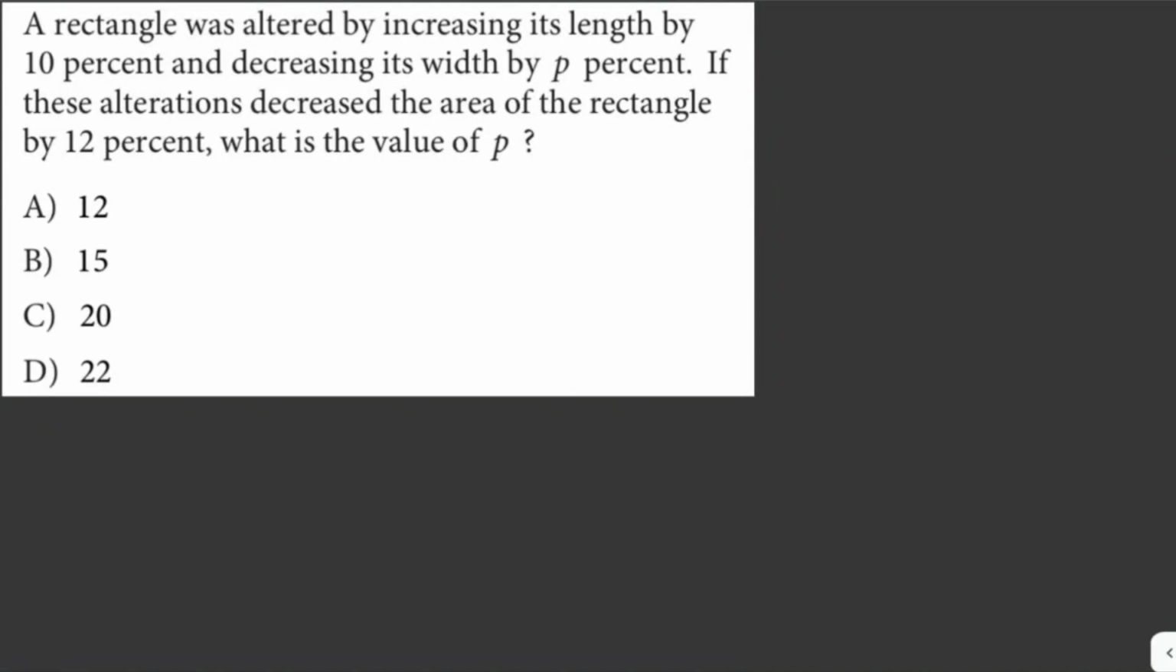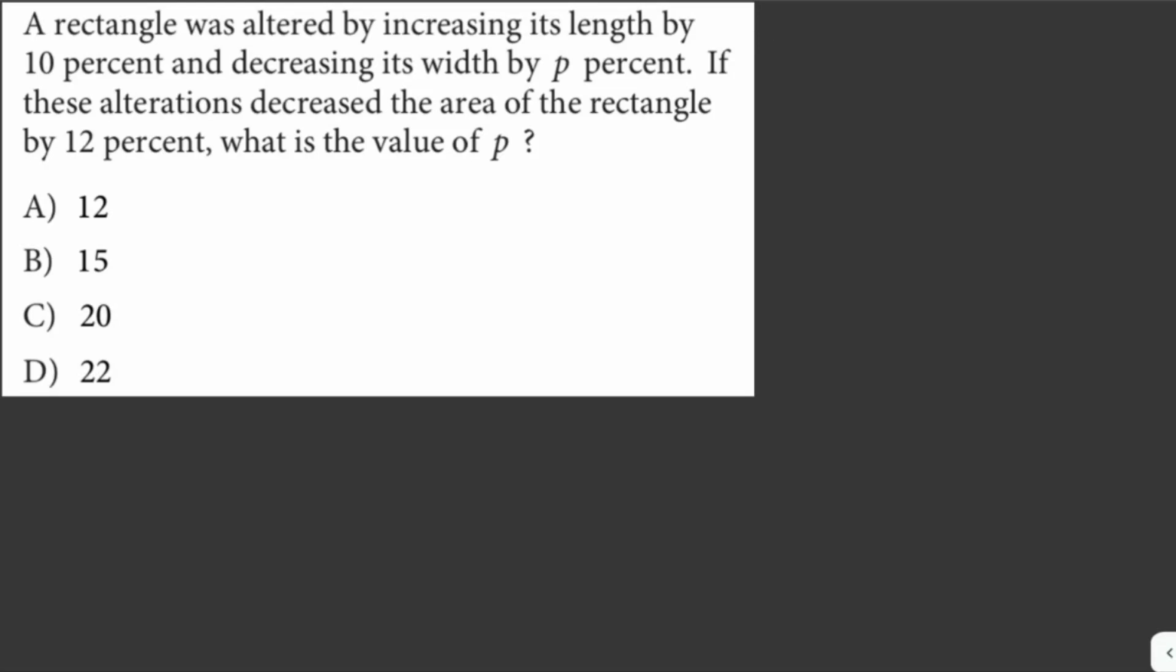Solve this problem here. A rectangle was altered by increasing its length by 10% and decreasing its width by p%. If these alterations decreased the area of the rectangle by 12%, what is the value of p? So first, we need to solve for the area of the original rectangle.